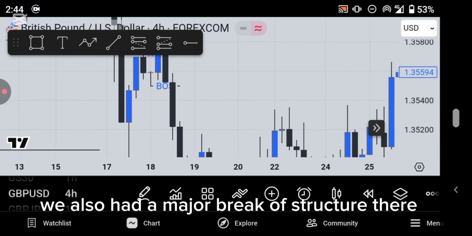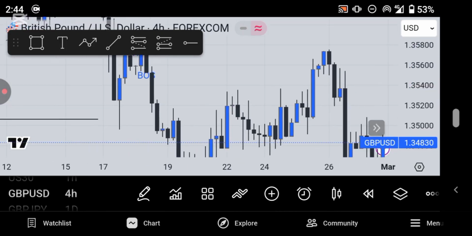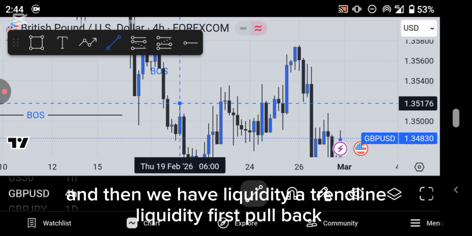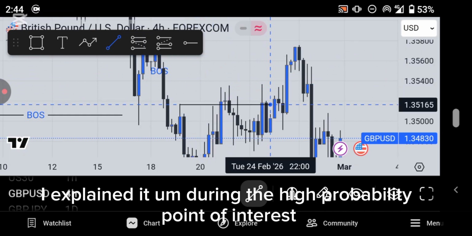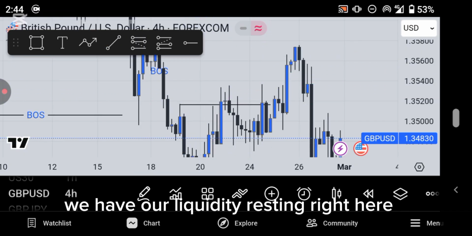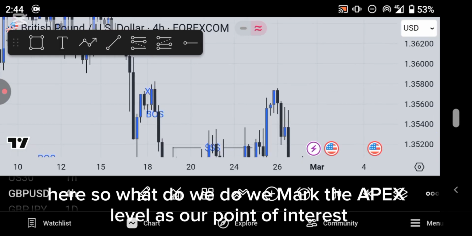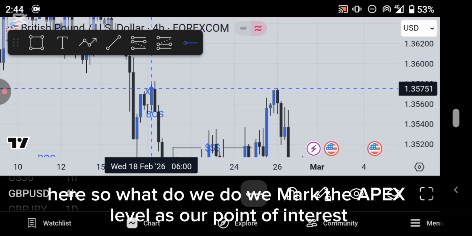We also had the major break of structure there, but let's leave it as simple as possible. And then we have liquidity, a trend line liquidity, first pullback. I explained it during the high probability point of interest. We have our liquidity resting right here. So what do we do? We mark the apex level as our point of interest.